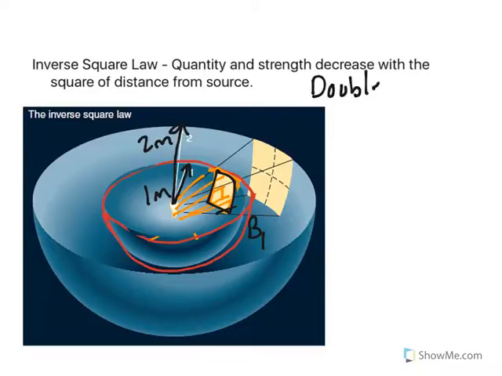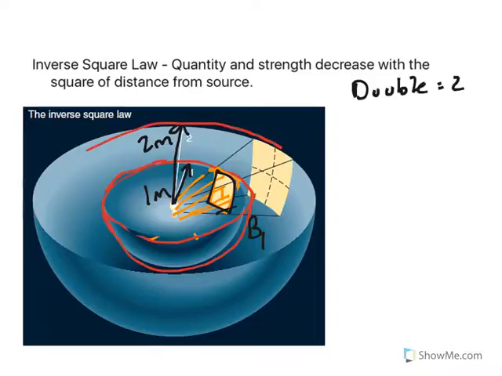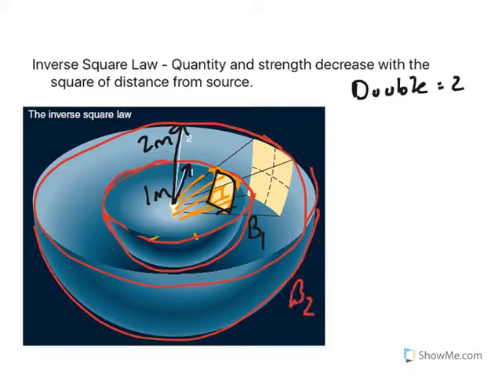The word double means 2. If we tripled our distance, triple means 3. If we quadrupled our distance, that would mean 4. But let's just look at double. Double means 2. So we doubled our distance out. What will the brightness be now passing through this hemisphere? We want to find the brightness at 2 meters, or B2, relative to B1.